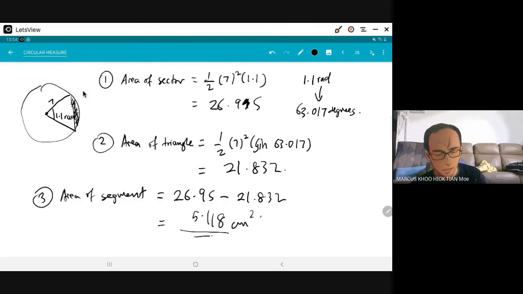Okay, so actually it's pretty easy to do, except don't forget that when we did perimeter, it was addition, because we want to find the total of everything. But when we talk about the area of the segment, we want the big sector and then minus out the triangle in the cake. Okay, so today's lesson is very useful if you want to learn how to cut cake.